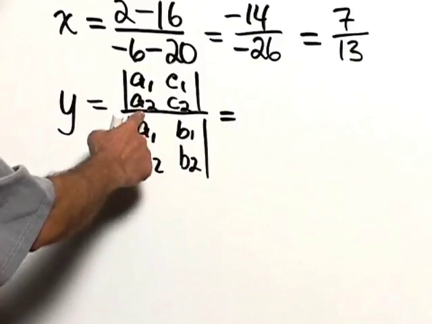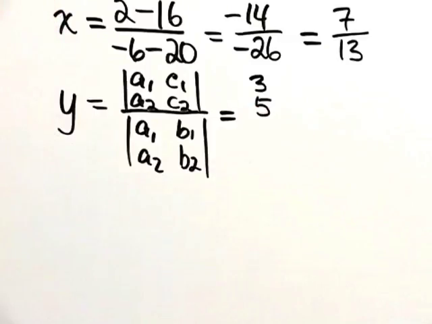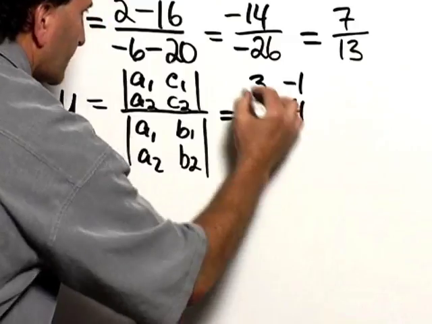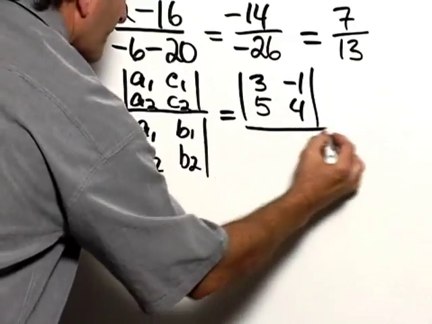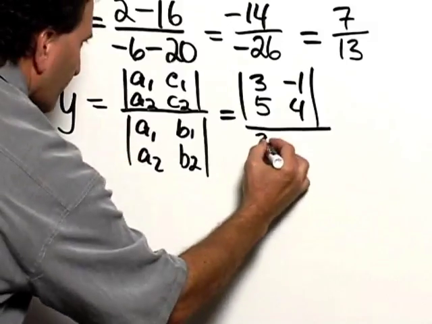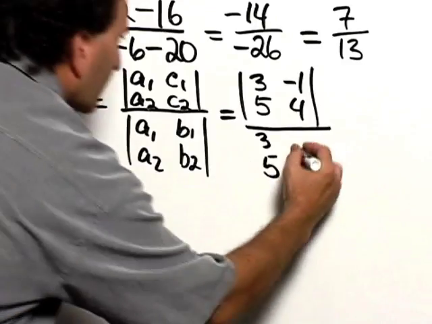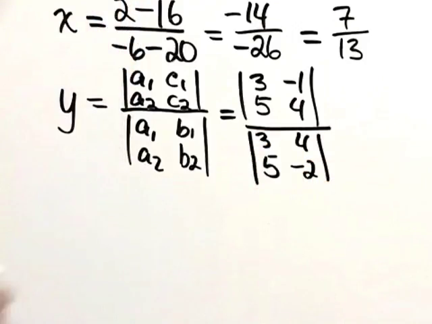a1 and a2 are the coefficients of the x variables, so that's 3 and 5. c1 and c2 are the constants, -1, 4. Then the a1, a2 is, of course, 3, 5, as we just said, and b1, b2, coefficients of the y we saw earlier, 4, -2. Now, we'll evaluate each of these determinants.